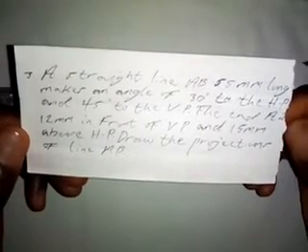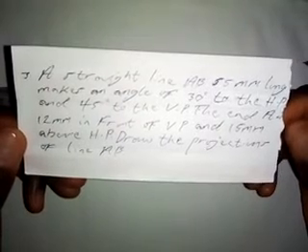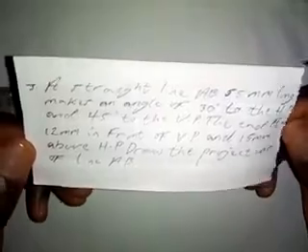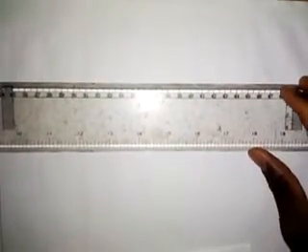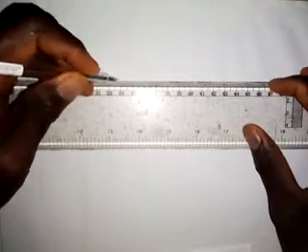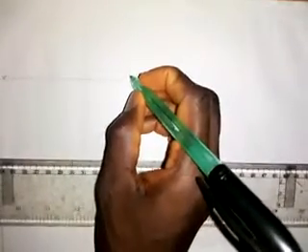Drawing projections of line AB simply means you have to draw the front view and the top view of line AB. So let's look at how this can be done. Now, the first thing that you need to do is to draw the XY line of any length. So this is point X and this is point Y. So this is my XY line.